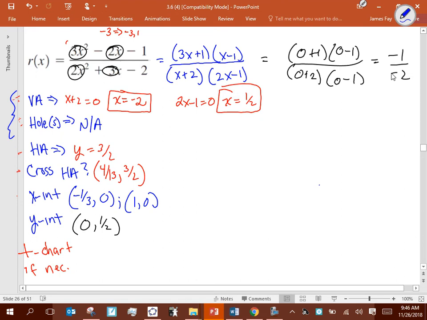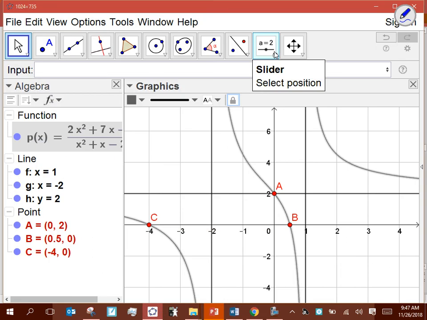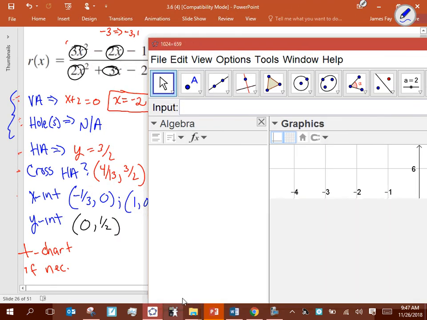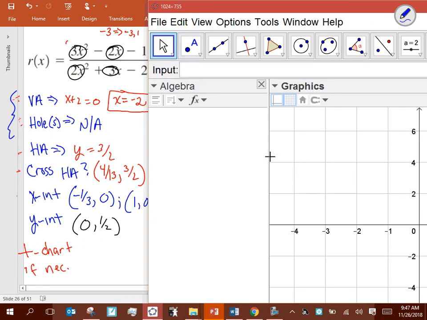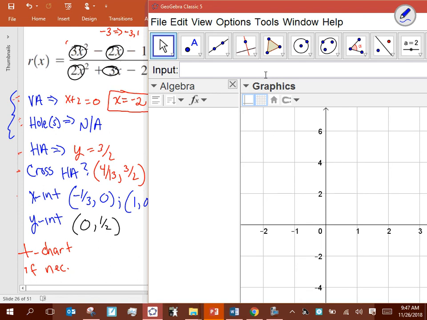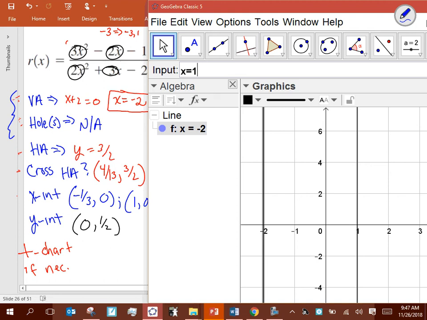All right, so that information is critical for us to grasp. I'm going to do this on GeoGebra just because it's so much cleaner. So this is what you would do, the exact same thing on paper, on a grid. If I gave it to you on a test or quiz to graph one of these, you're going to graph your vertical asymptotes. You've got one at x equals negative 2, and we've got one at x equals 1/2.